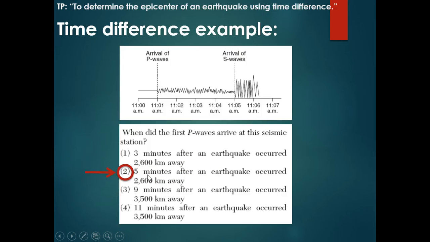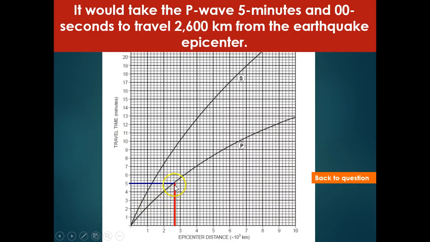And again, how did I know that? I knew that because it said, when did the first P wave arrive at the seismic station? Well, 5 minutes after the earthquake actually occurred. I knew it was 5 minutes because I just went to the left here. And that's it.